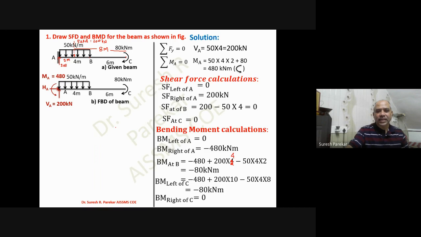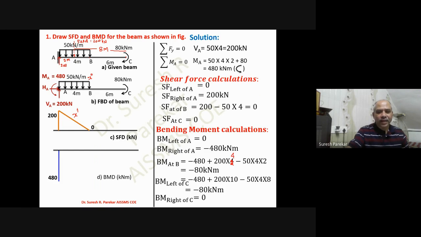So we have this as the FBD of the beam, and then we have 200 at left and right. So at A we have 200, and at B we have 0. Here you can see we have x to the power 0. Here we will get x to the power 1. And then we do not have any bending moment after B, and therefore it is 0.